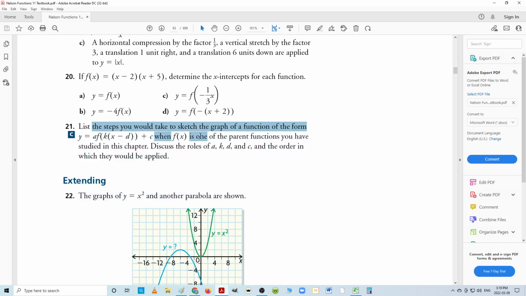List the steps you would take to sketch the graph in the form you have studied in the chapter. Discuss the rules of a. I would pretty much apply y first because it's easier, and then x.